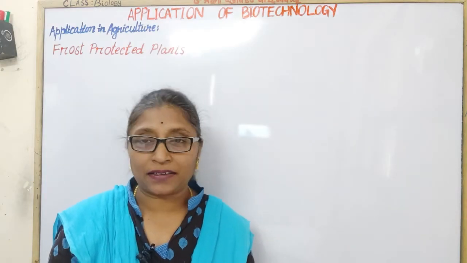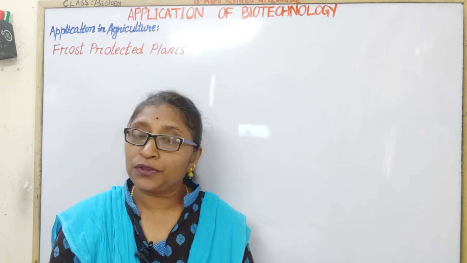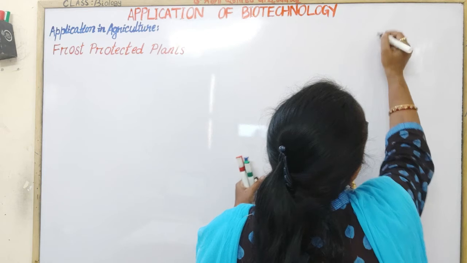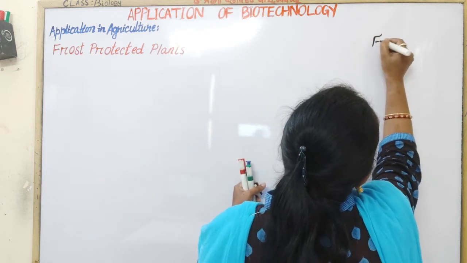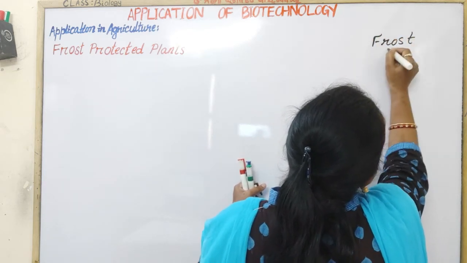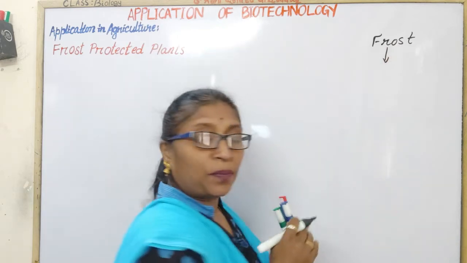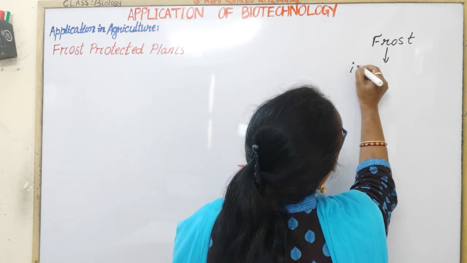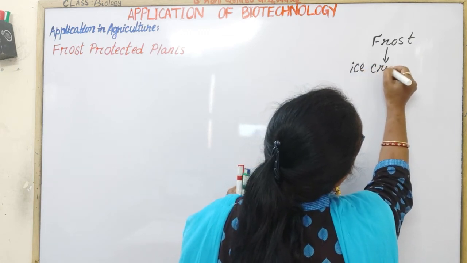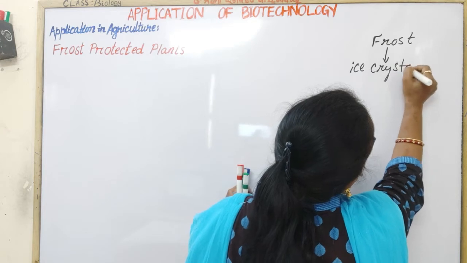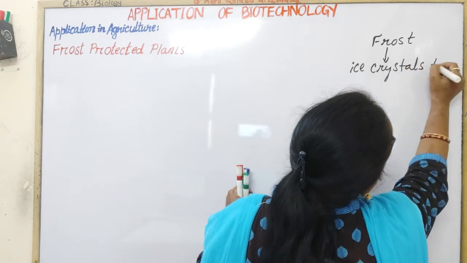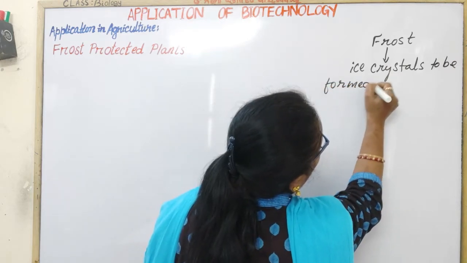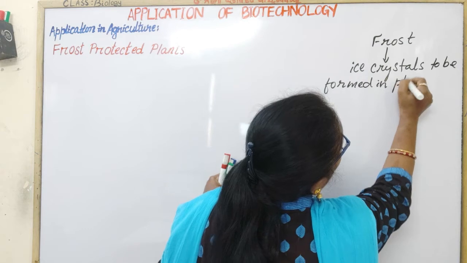Frost resistant plants. What happens to the plants when frost is formed? Frost causes the formation of ice crystals. Frost causes ice crystals to be formed in plant tissue.